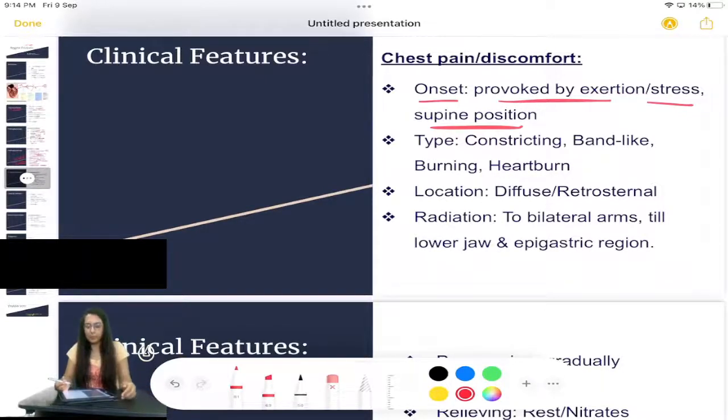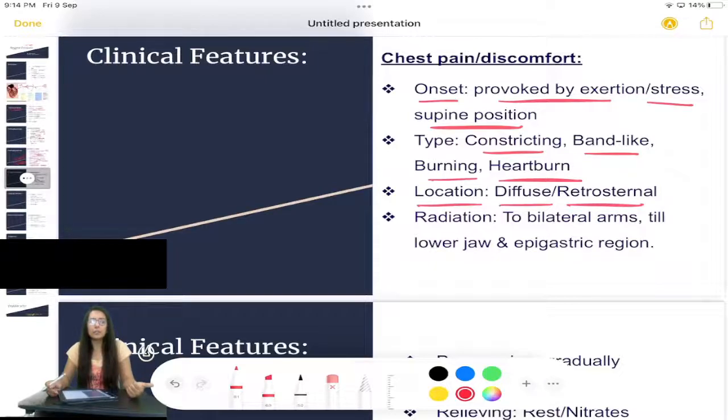Then the type of chest pain: it is constricting, band-like, burning, heartburn. It's like tightness. That's how patients usually describe that pain. Location is mostly diffuse. Sometimes it is also described as retrosternal.